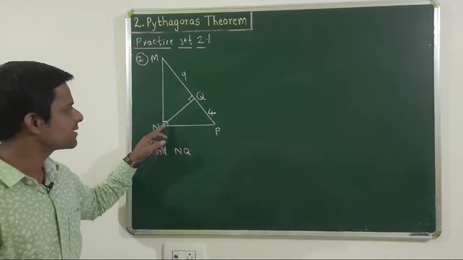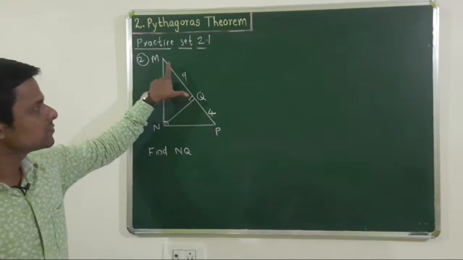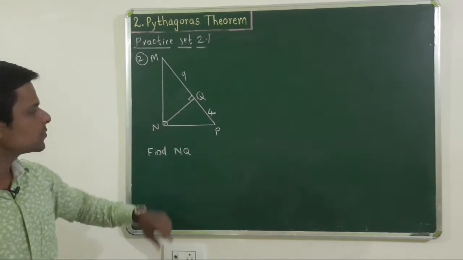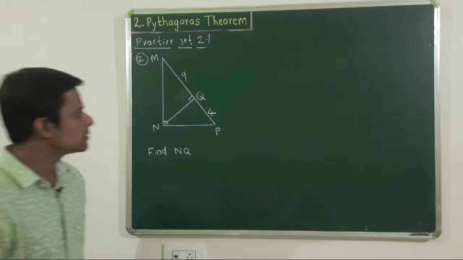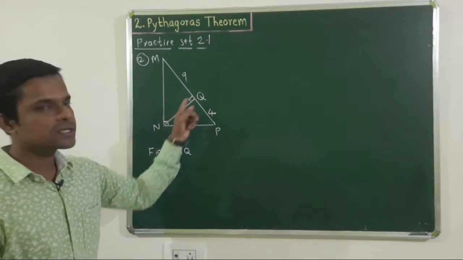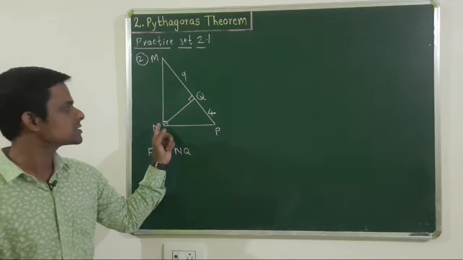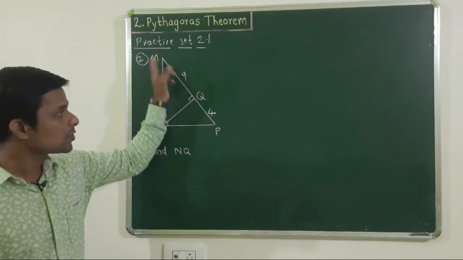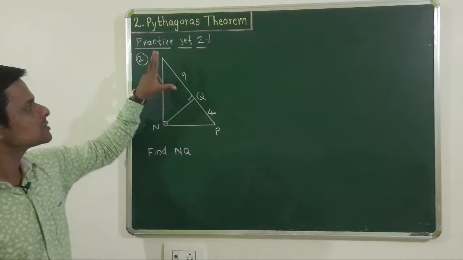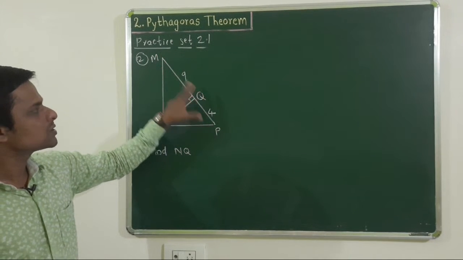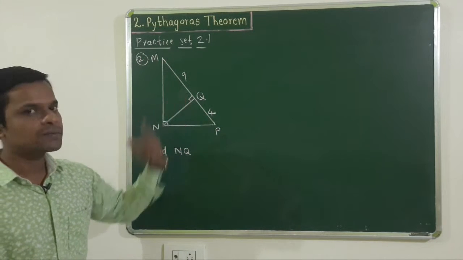In the diagram all the information is given. Triangle MNP is right angled at point N. NQ is perpendicular to MP. MQ is given as 9. QP is given as 4. And we want NQ. Very simple. By using the theorem of geometric mean. This is the perpendicular drawn from the opposite vertex on the hypotenuse, and it is the geometric mean of the segments or parts of the hypotenuse formed because of that perpendicular.